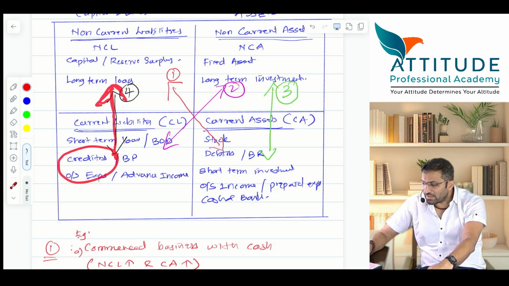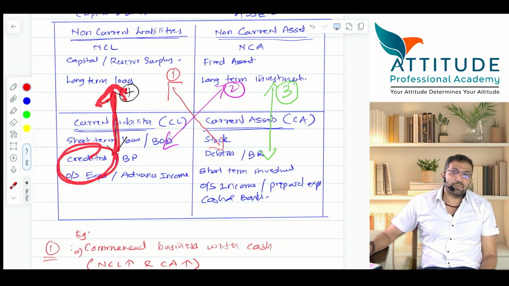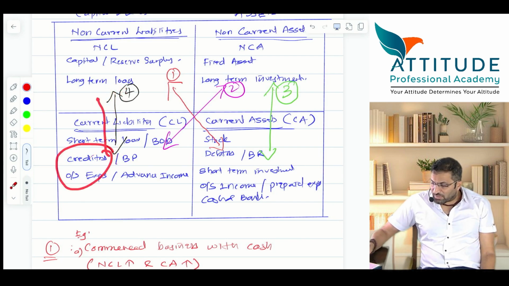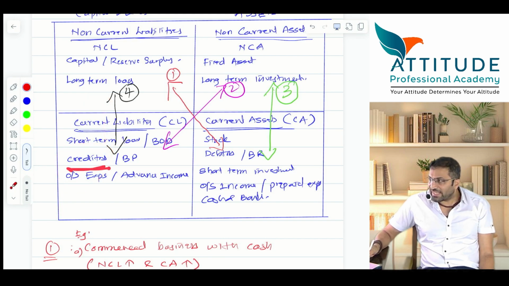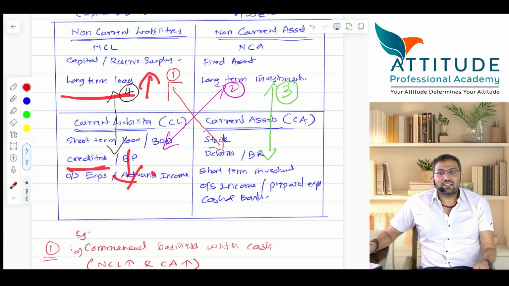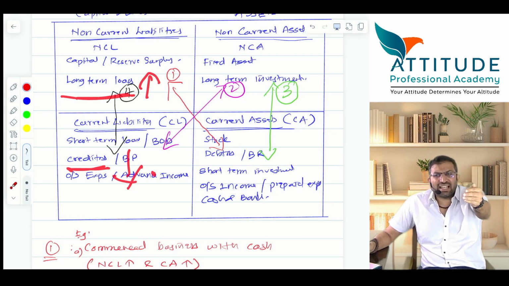So creditors getting converted into what? Long-term loans. Creditors getting converted into long-term loans. Now tell me the entry. What will the entry be? Creditors account debit. This has reduced. Long-term loans will increase. Creditors will reduce. Are you getting it? Arey, you have to tell me the entries. Are you understanding the entries?